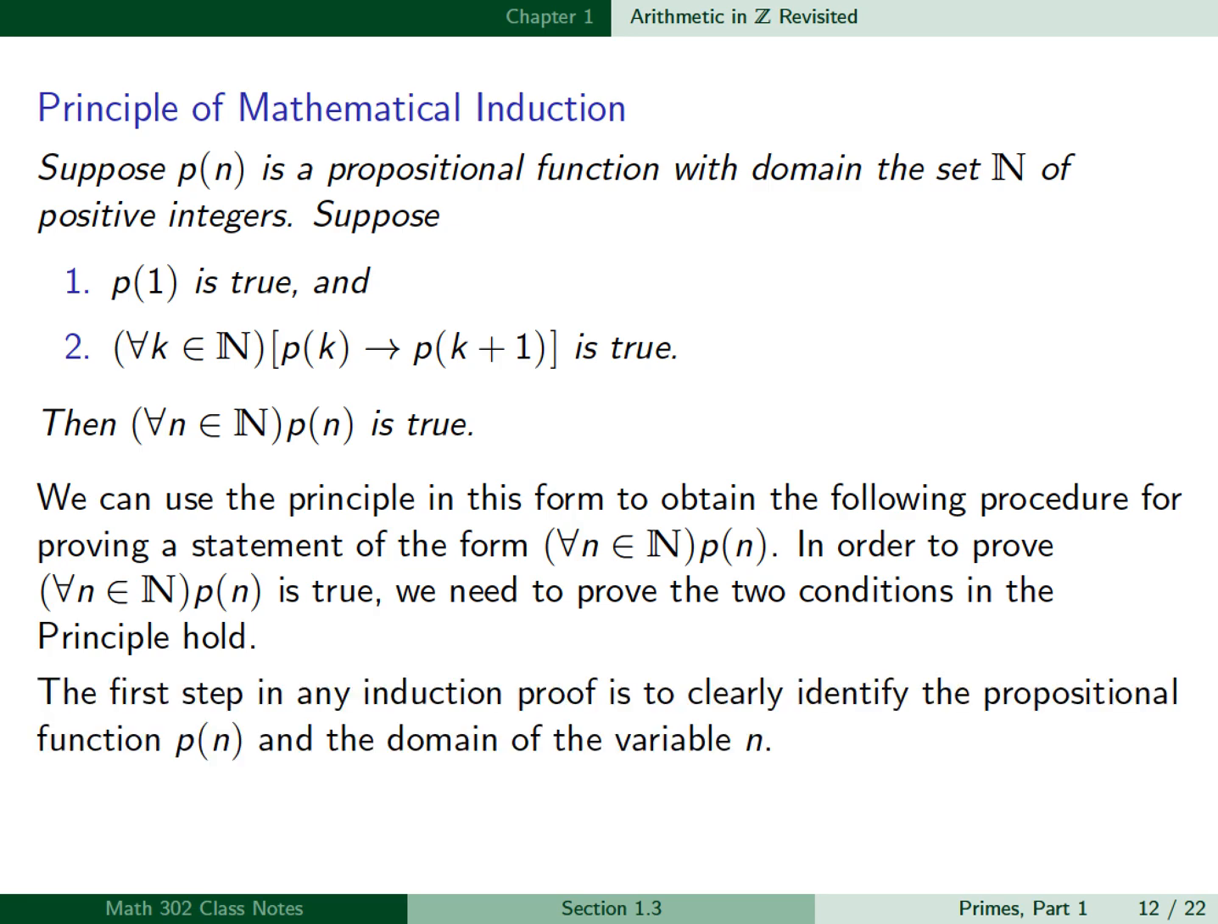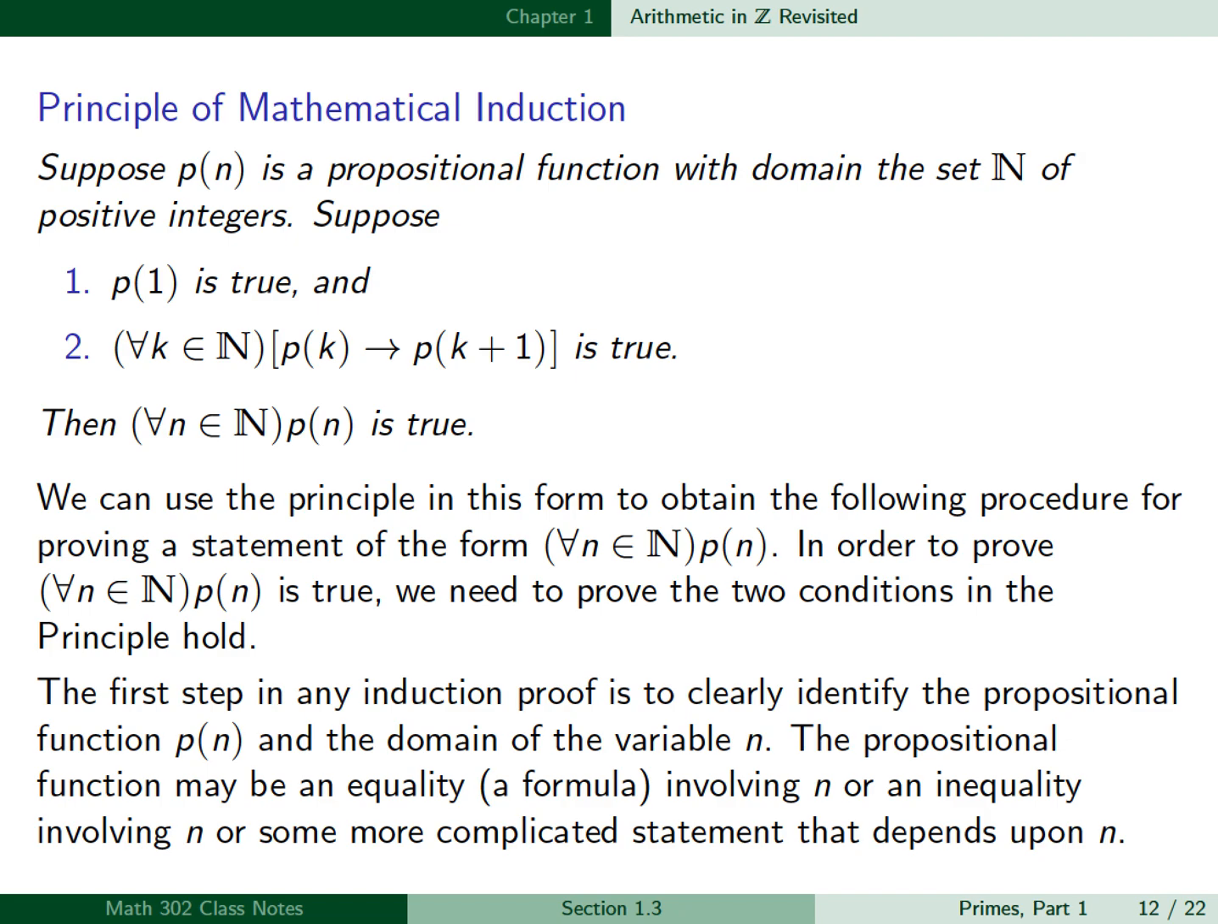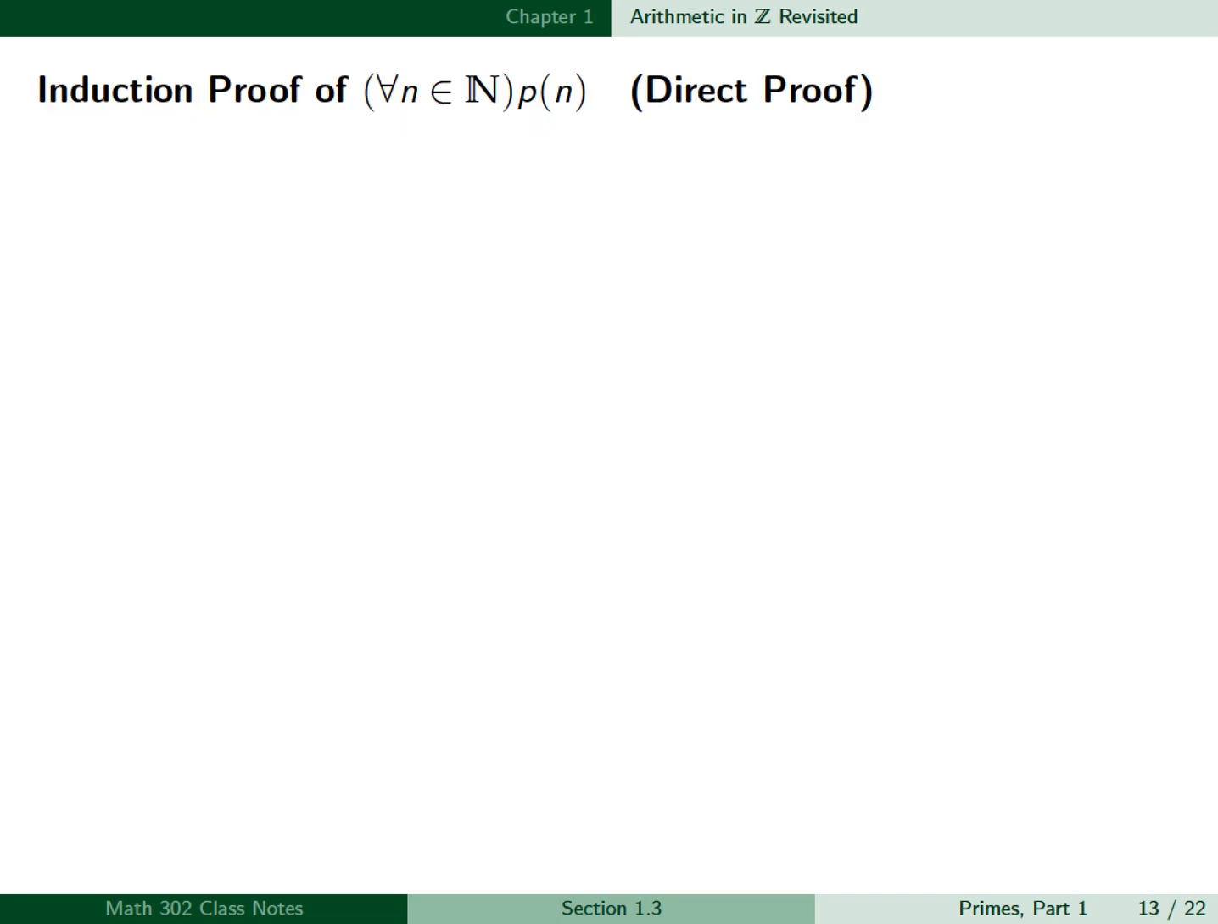The first step in any induction proof is to clearly identify the propositional function P of n and the domain of the variable n. The propositional function may be an equality or a formula involving n, or an inequality involving n, or some other more complicated statement that depends upon n. So here's our procedure for an induction proof of for all n, P of n, and this is a direct proof. You can also use a proof by contradiction for the second part of the proof. So first we have what is called the basis step, and for this we need to prove that P of 1 is true.